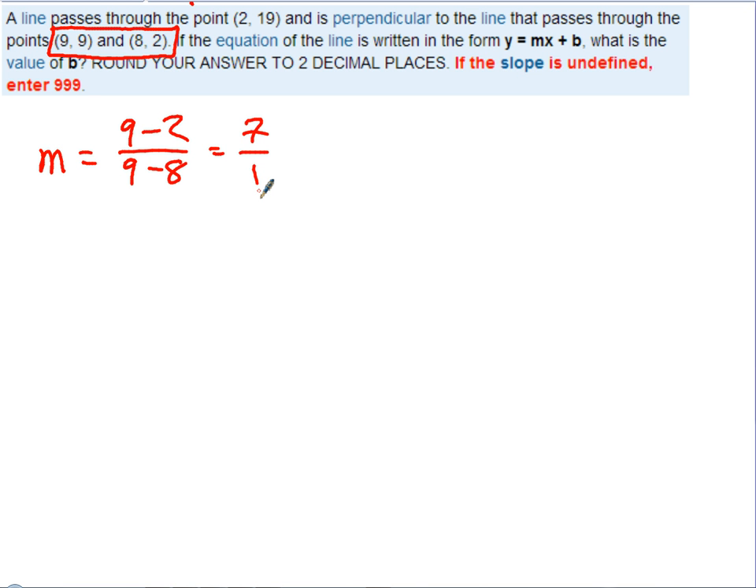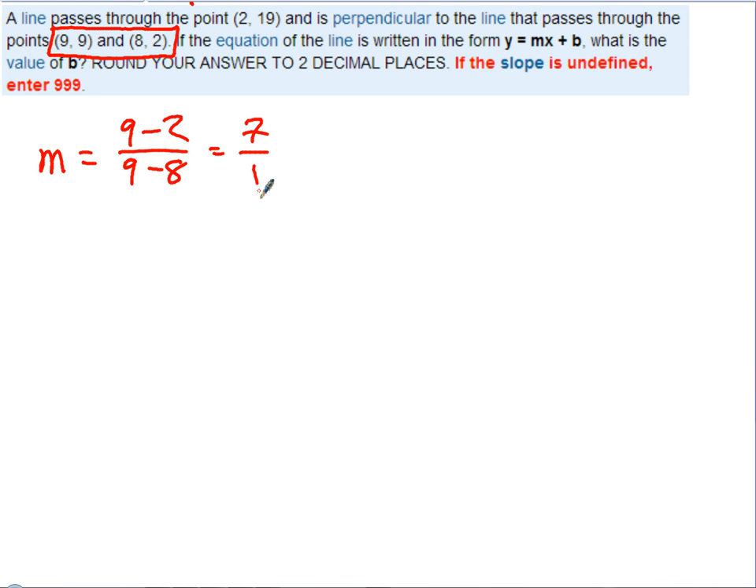I think I'm confused because I thought it was y2. Okay, it is. Here's where the confusion comes in. Which point am I calling x1, y1, and which one am I calling x2, y2? It doesn't matter. You'll get the same answer. All you have to do is be consistent.